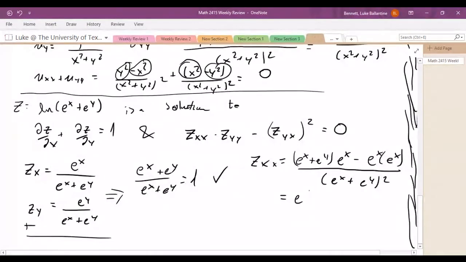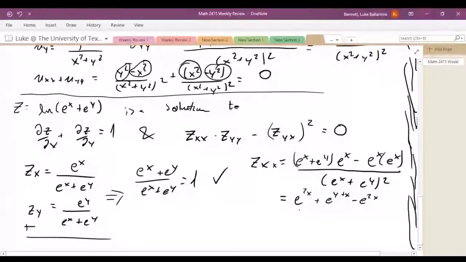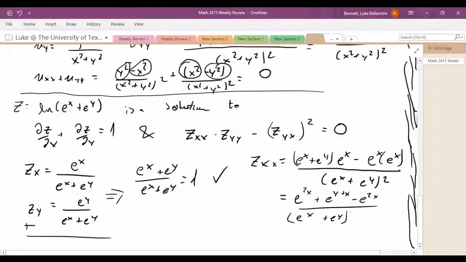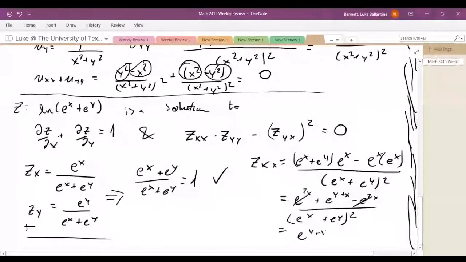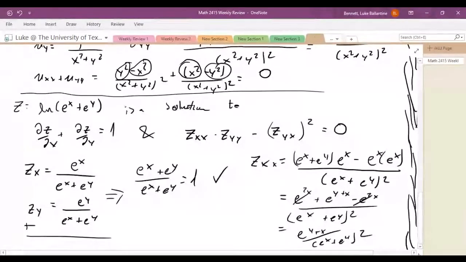So we have e to the x times e to the x. If the bases are the same, we add the exponents. So e to the 2x plus e to the y plus x, minus e to the 2x, over e to the x plus e to the y squared. Well, these cancel. This is e to the y plus x over e to the x plus e to the y squared.